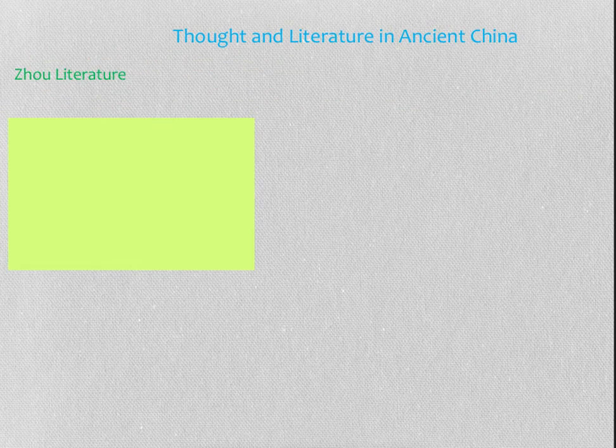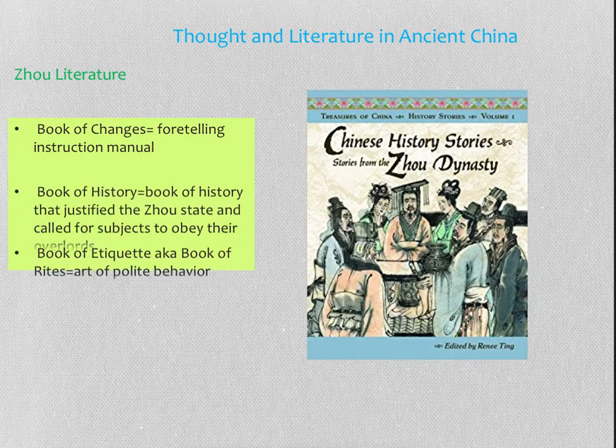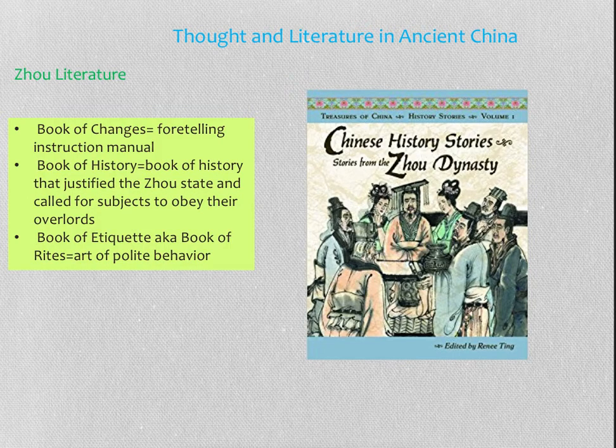So in addition to this writing, after it got developed, you had literature that develops in China, especially during the Zhao. You had things called the books. You saw the Book of Changes, the Book of History, the Book of Etiquette, and so on. The Book of Changes was pretty much just an instruction manual on how to tell the future. The Book of History justified the Zhao state and why they came into power, and called for the people below them to obey their dynasty's rule. And then the Book of Etiquette, also known as the Book of Rights, was about how you're supposed to behave, polite behavior among ruling elites and among commoners.